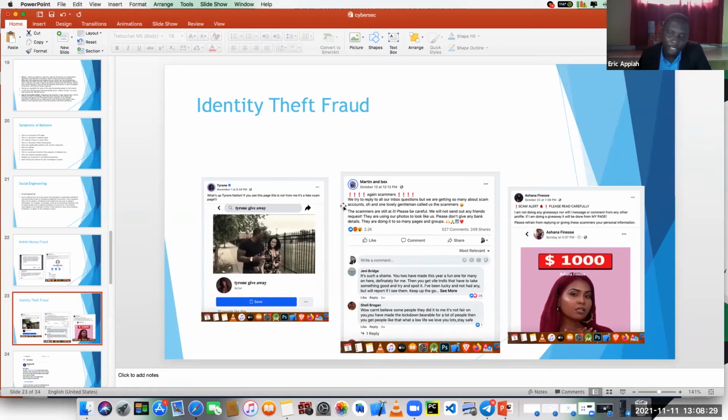And you should also know that these scammers have advanced, and they can even call you pretending to be from WhatsApp or whatever and tell you that there's a certain code. When you hear anything like that, just hang up or just ignore. I get messages like that a lot. I just ignore, I will not even reply.